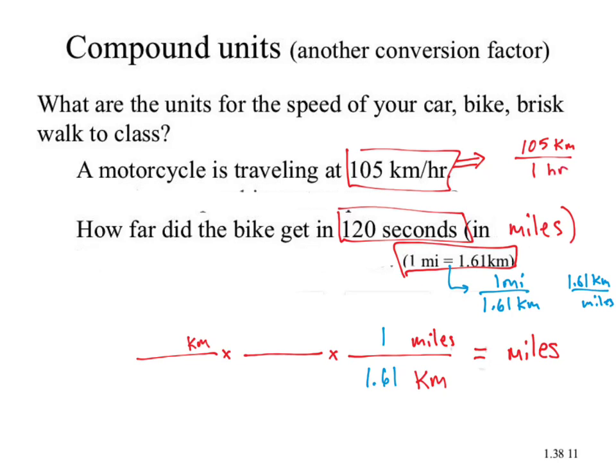So yes, kilometers as a unit shows up, but it doesn't show up by itself, which means I can't just do kilometers here. I'm going to have to put hours in the denominator. What are the numbers that go with those? 105 kilometers, 1 hour. Yeah? Yep. What happens to kilometers? They cancel. Fantastic. We fixed the problem.